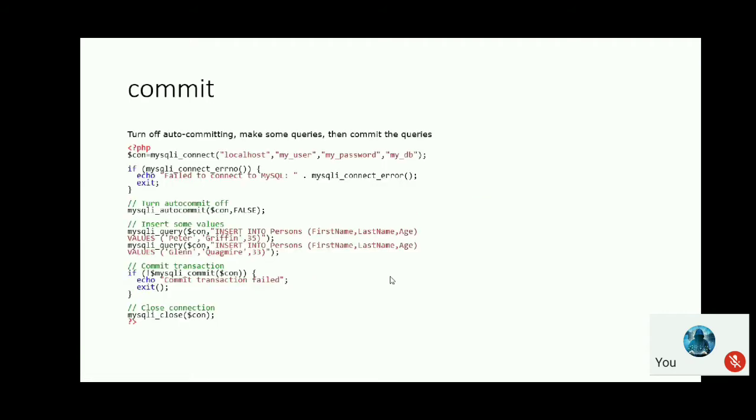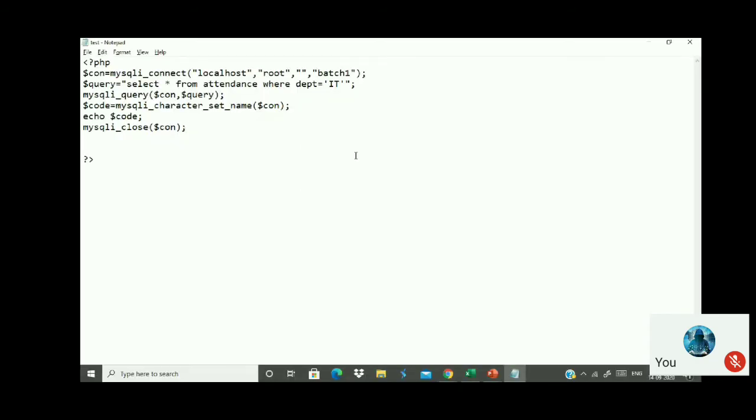The next is commit transaction, which I have already explained. What is meant by commit? If you are inserting into the database, first you have to turn off auto commit by setting the instruction to false. And finally, you have to commit the transaction. Now listen here. I can execute more than one instruction at a time. See here.